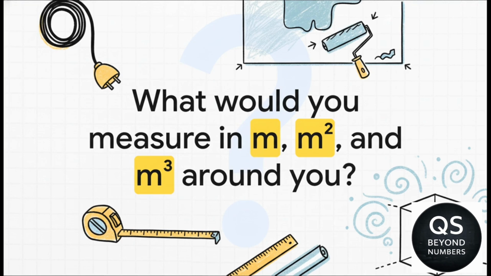So I'll leave you with a final thought. Just take a quick look around the room you're in right now. That charging cable for your phone? That's a linear item. The paint on your walls? That's a surface item, measured by area.